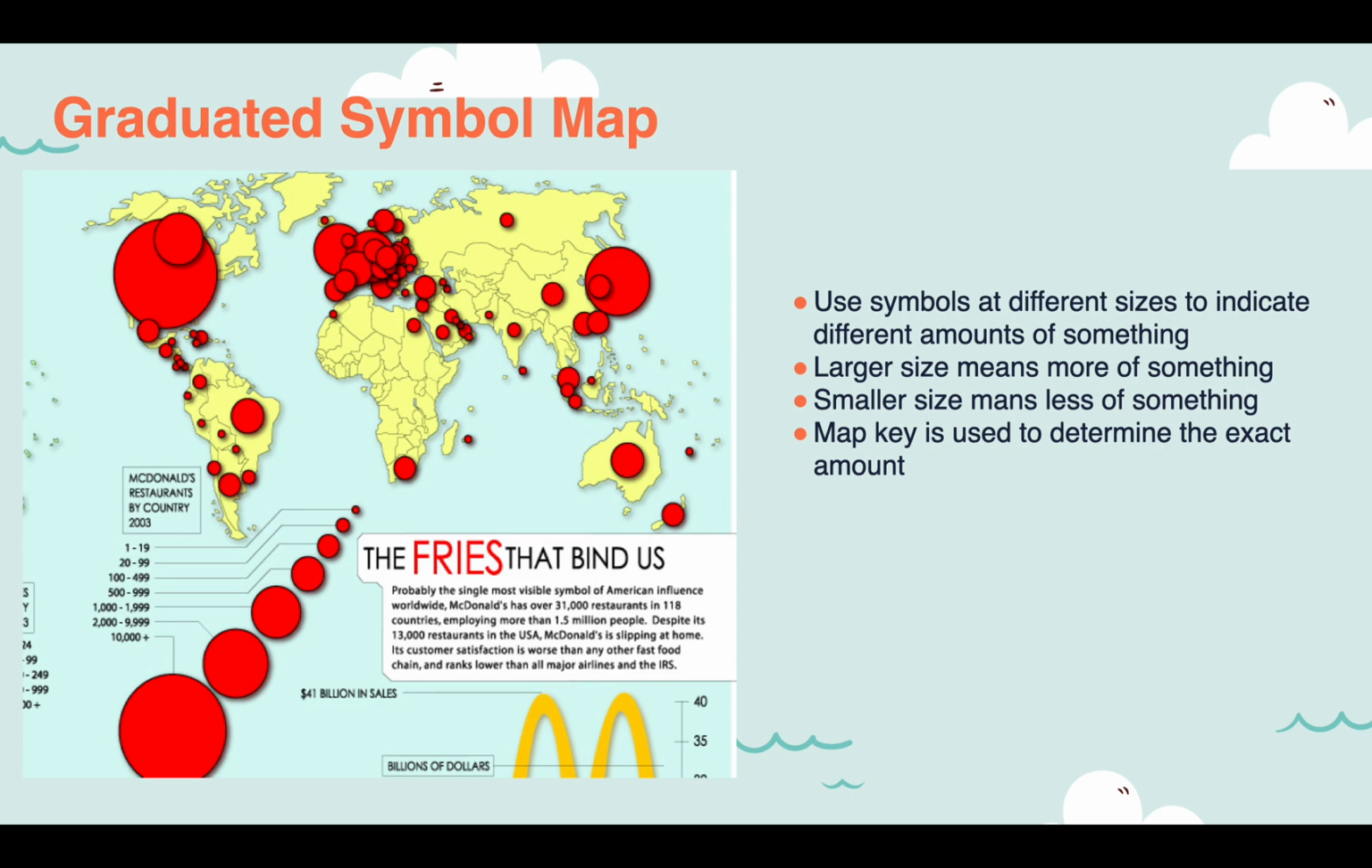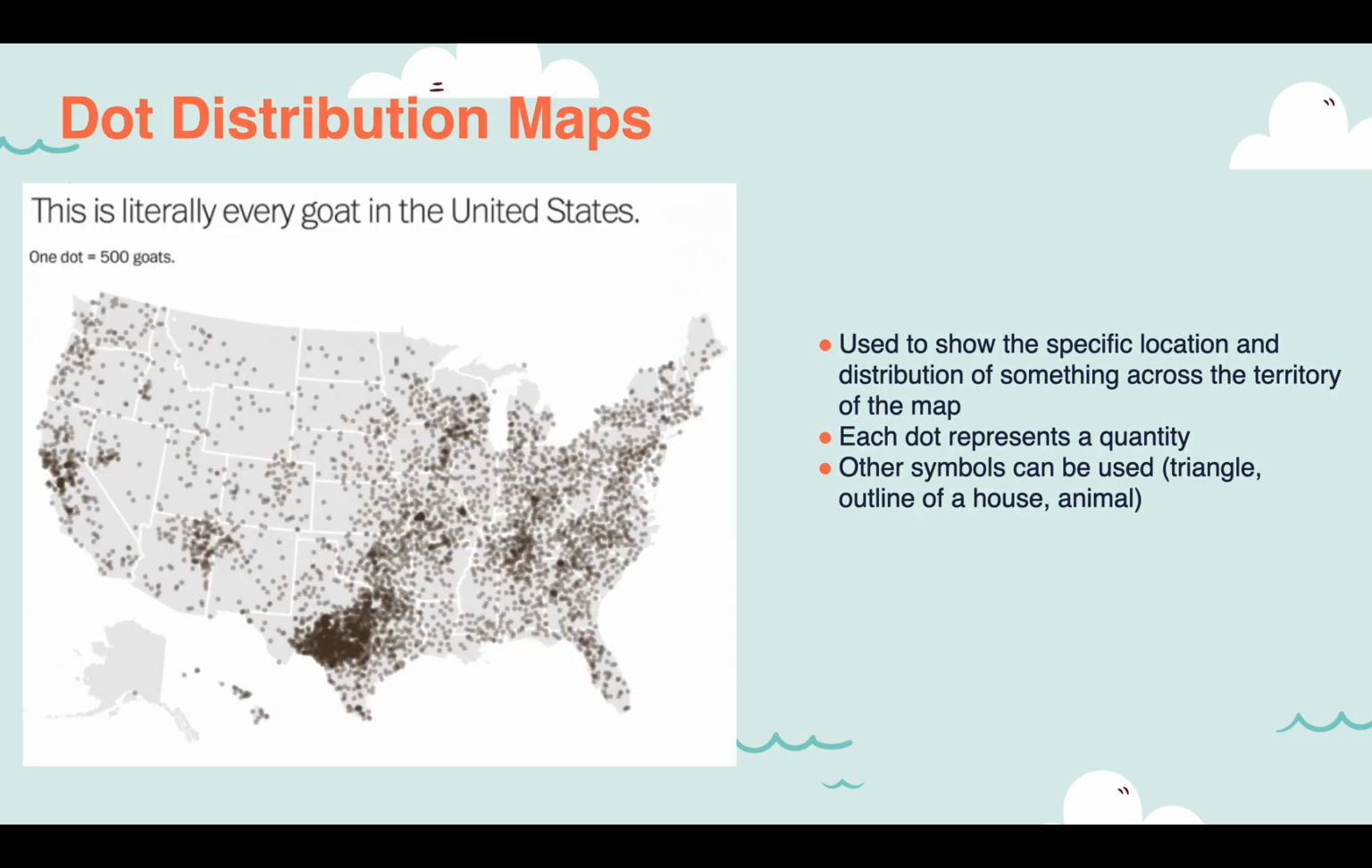You wouldn't necessarily use a dot distribution map to show this because it might not be as effective at conveying this information. It might be, but using these graduated symbols, it's very, very clear as to what the person that made this map is trying to show. Same thing goes for the dot distribution map. It's very clear what the density is and where all of the goats are located in the United States.